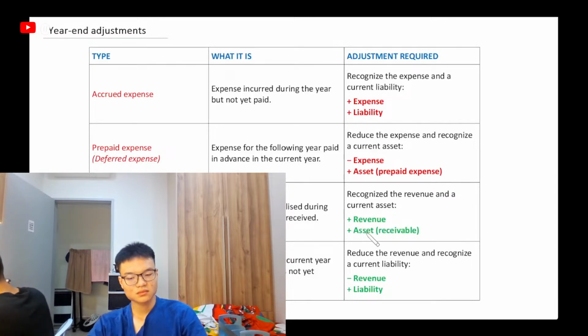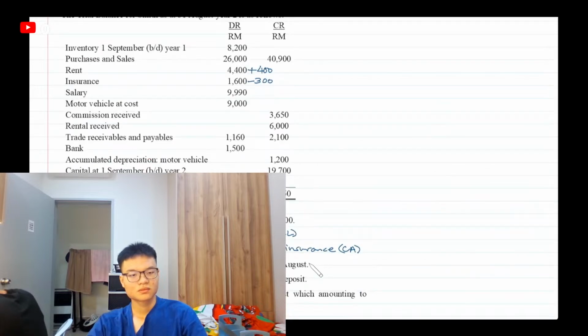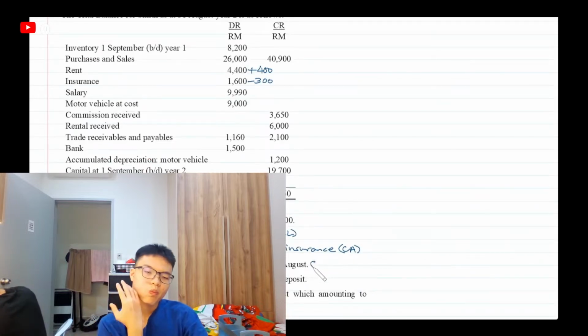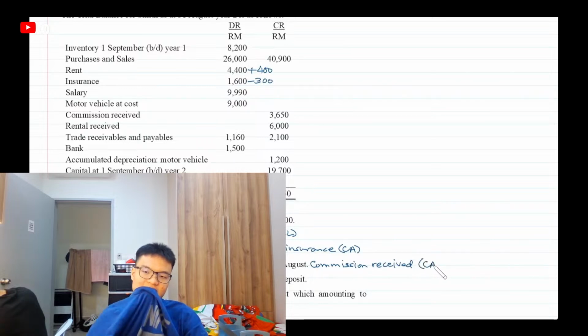We record by recognizing the revenue, but you also recognize a receivable. Okay, receivable because we have a revenue receivable. So what do we call this? We call it commission receivable. Accrued revenue, commission receivable. If you want, you can also call it accrued commission. Okay, accrued commission. Now this is a current asset. The receivable is a current asset. Oh, sorry, wrong spelling. It's commission receivable, not received. Receivable.